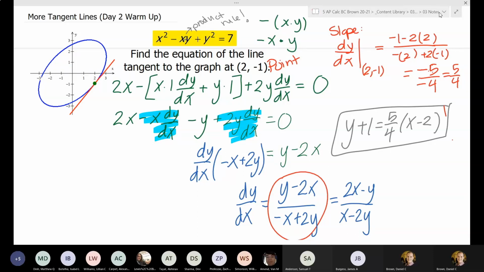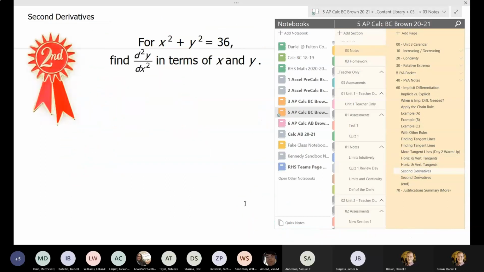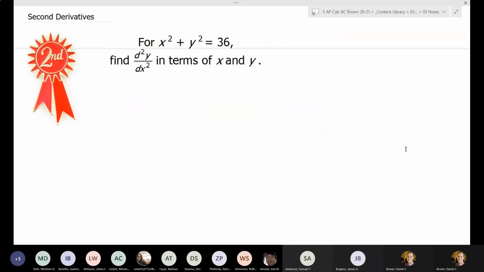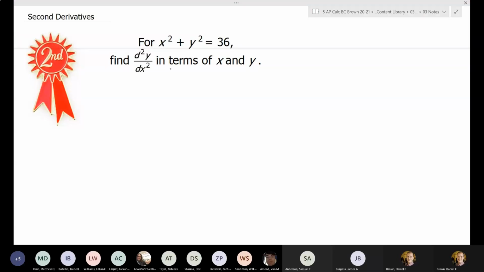All right, so the other things I want to look at: we've looked at the horizontal and vertical tangent lines. I want to spend the last problem today talking about the second derivative. So when you're finding the second derivative implicitly, the process is still going to be the same. You have to find the first derivative first, and then you're going to find the derivative of that first derivative. There are going to be some things that are a little bit different. Often when we're finding the second derivative, we want it to be in terms of x and y.